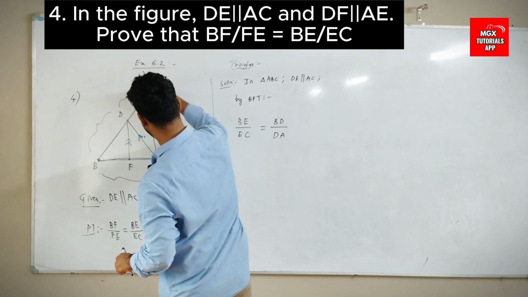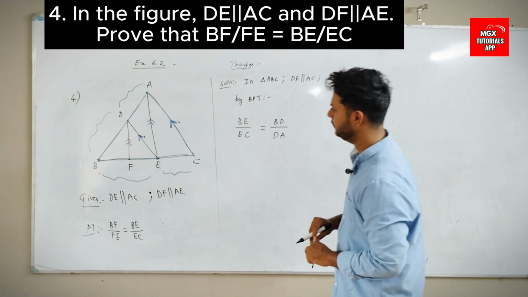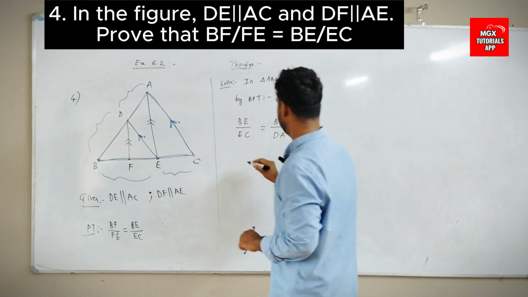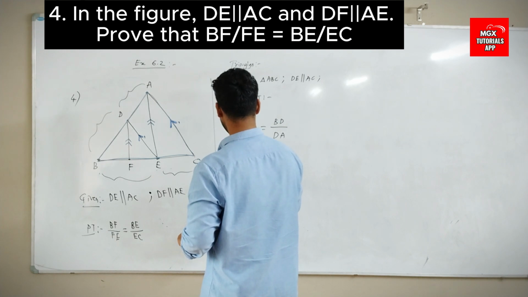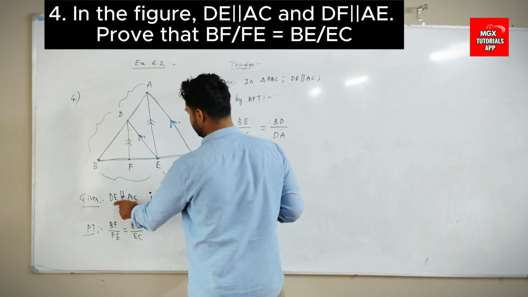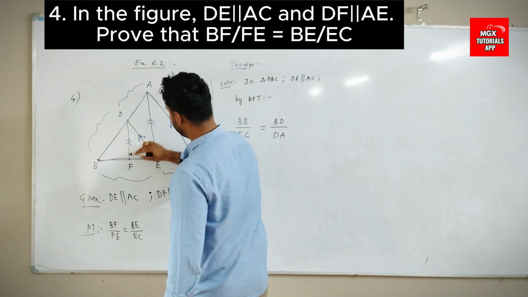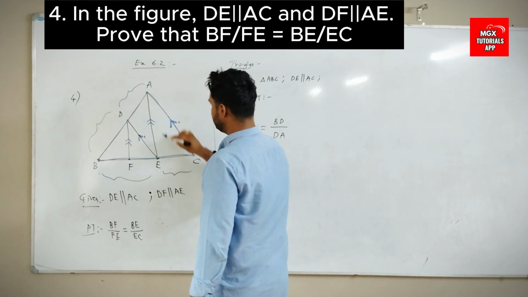BD by DA. Correct? Okay. Second, in triangle, DF is parallel to AE. So DF is here, AE is here. So this is the second triangle.